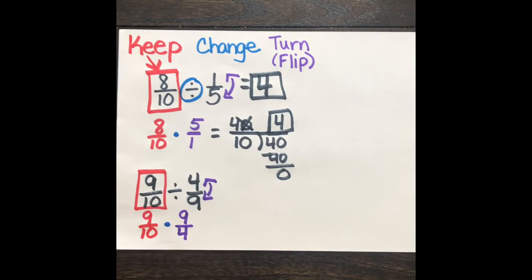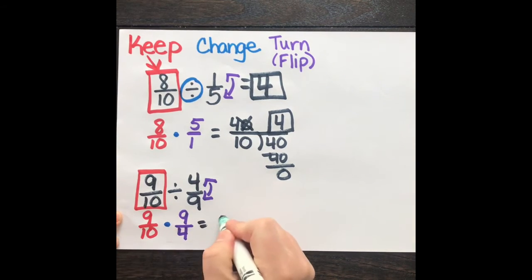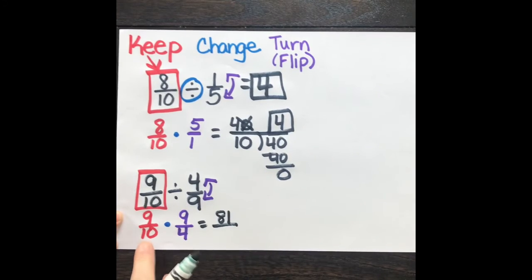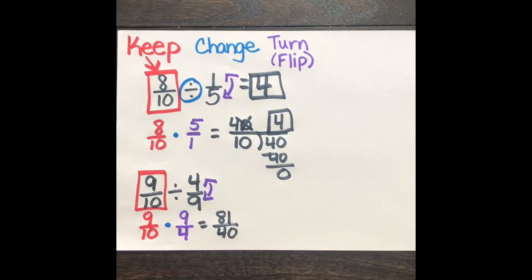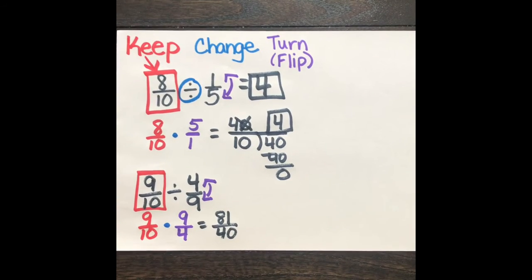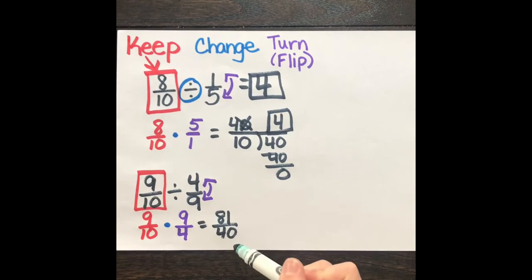And as we did before, we're going to multiply the numerators, then multiply the denominators. So top times the top, 9 times 9 is 81, over denominator times denominator, or bottom times the bottom, 10 times 4 is 40. And again, we want to put our fractions in simplest form. So this is an improper fraction, 81/40.